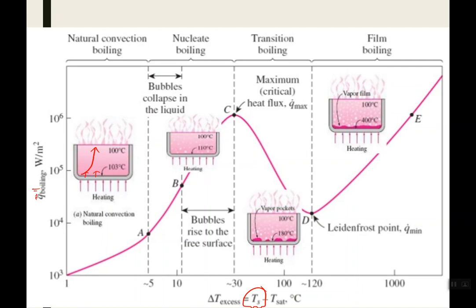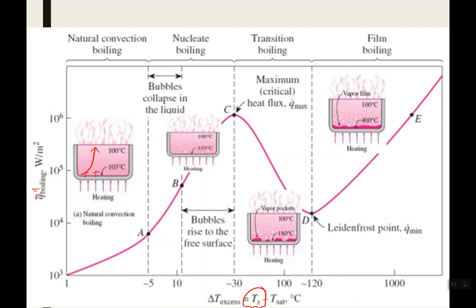So that's called natural convection boiling. As we keep increasing our excess temperature, so we keep adding heat to our heating element, you start to get bubbles that actually form. As those bubbles form, they're going to start to rise to the top. As they rise, they're going to encounter the cooler fluid, and they're going to condense back down. So that is what happens in the early stages of nucleate boiling: the bubbles start to rise up, but then they can't sustain themselves and they collapse.